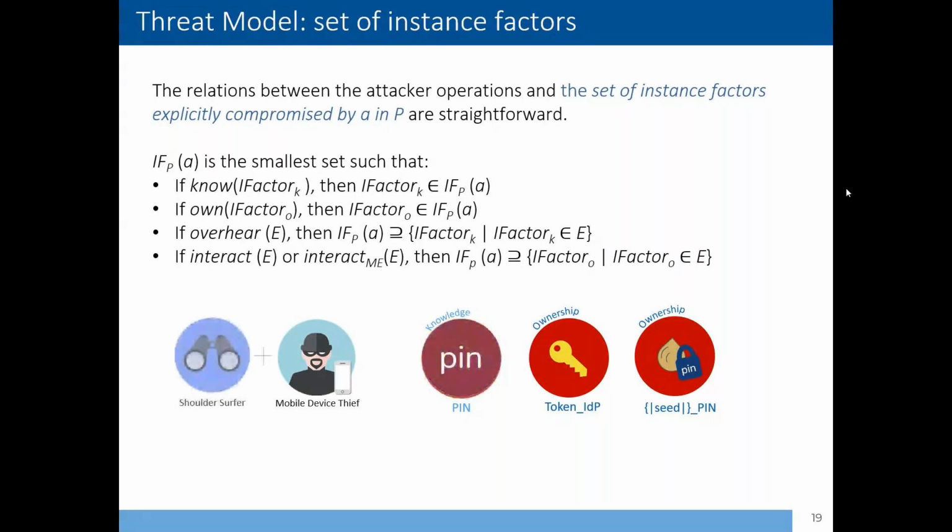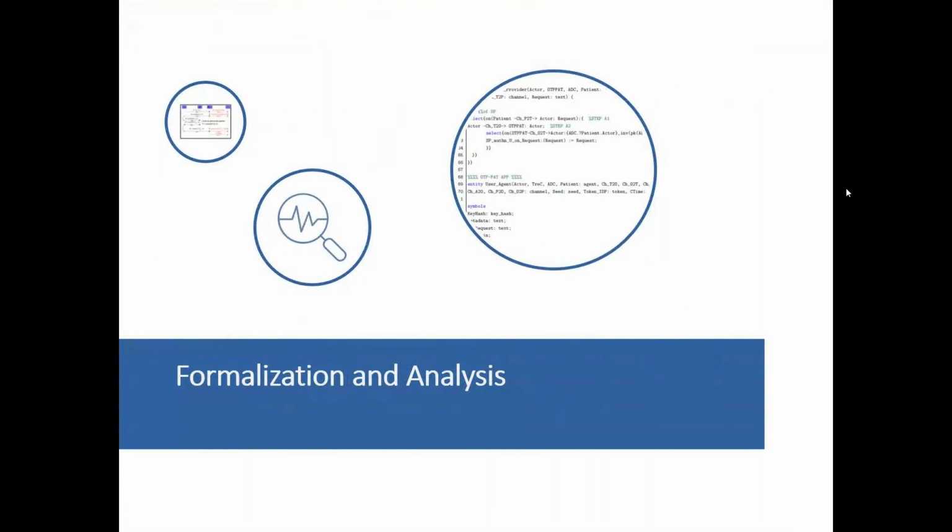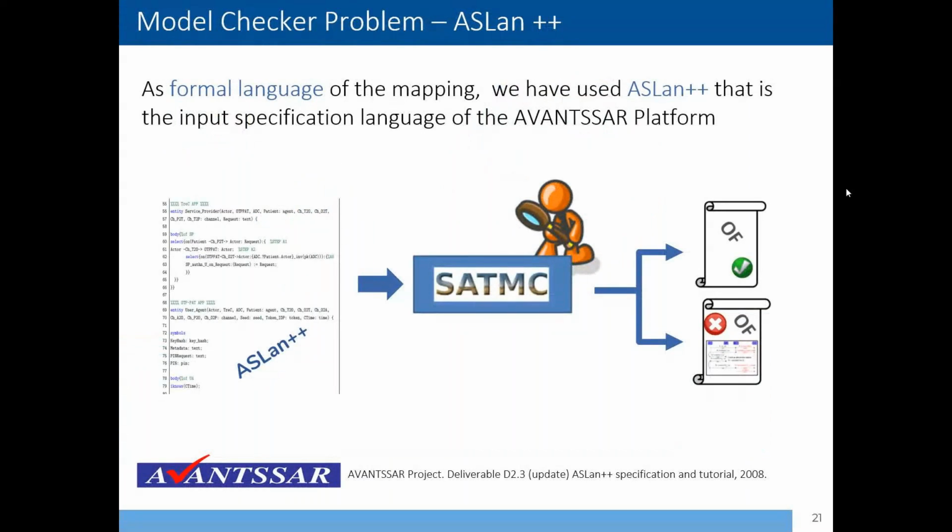Only the combination, for example, of a shoulder surfer that is able to compromise a knowledge factor and the mobile device thief, then this combination is able to compromise all the instance factors. Okay, let's now see how we formalize these notions. So as a formal language of the mapping, we have used ASLan++, that is the input specification language of the AVANTSSAR platform.